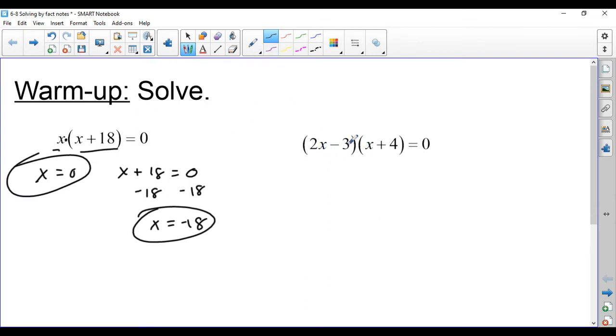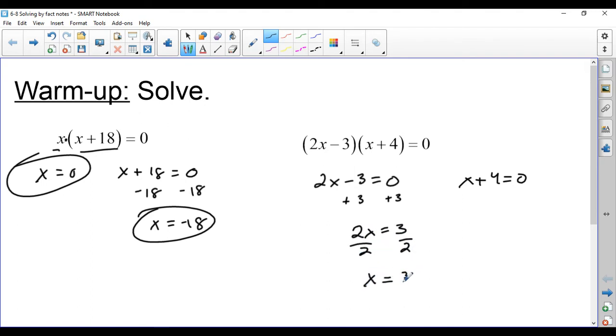Same here, I have 2x minus 3 is one factor, set that equal to 0. x plus 4 is my other factor, set that equal to 0, and then solve each equation. Some of these you may need to do two steps to solve. You add the 3 over first, and then divide by 2, and you can leave it as a fraction, or in this case, that's also 1.5 exactly, so either way is fine. Here, if I have x plus 4, I subtract the 4 and get x equals negative 4.